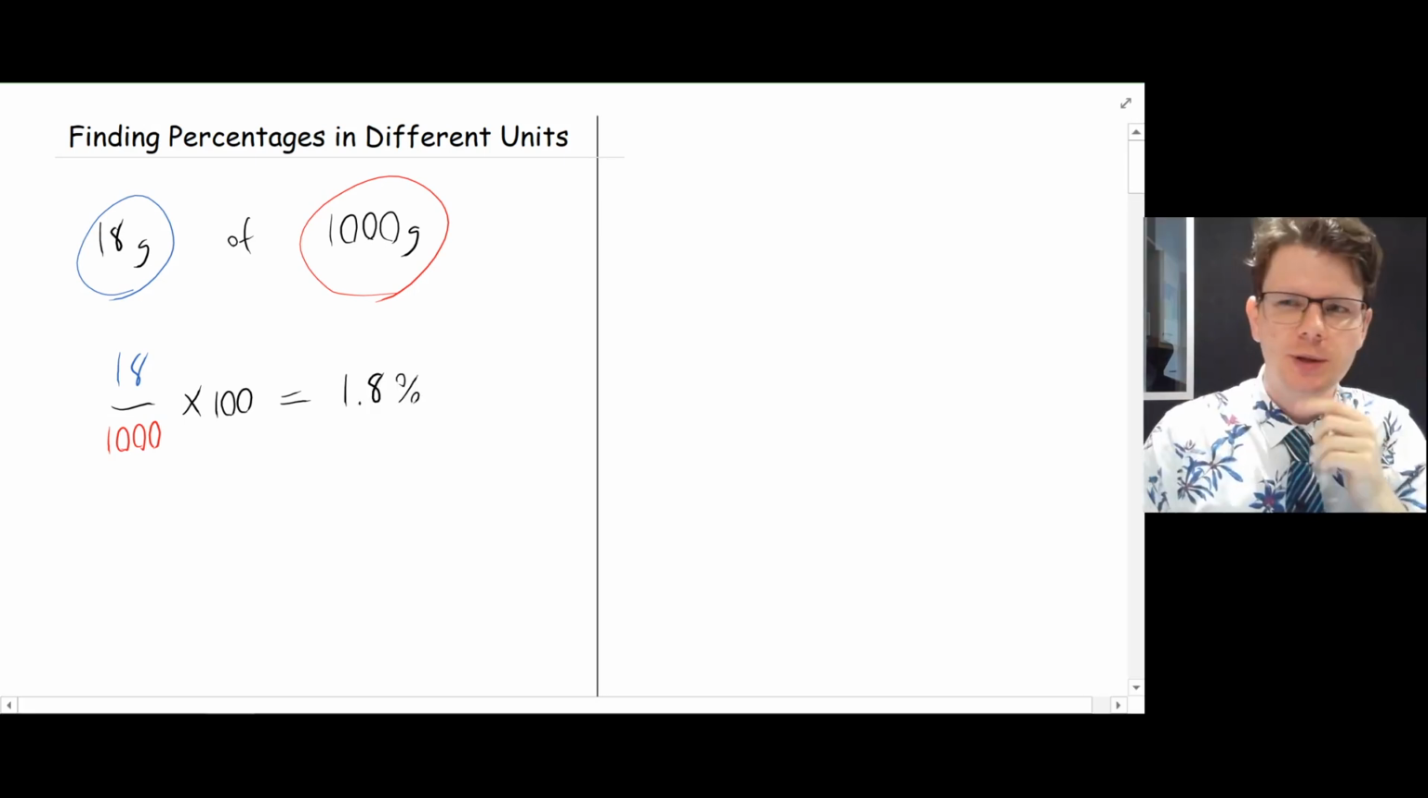I'm going to give you one that looks a little bit different. 20 milliliters of a total of 500 milliliters. See if you can do that one at home. Pause it, have a go. Alright, so you've had a go. Let's see what you get.